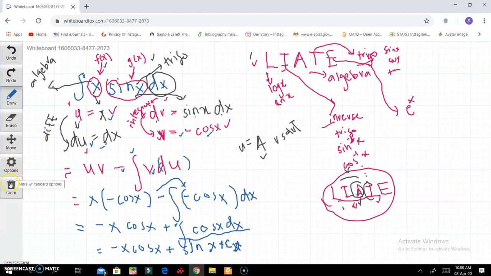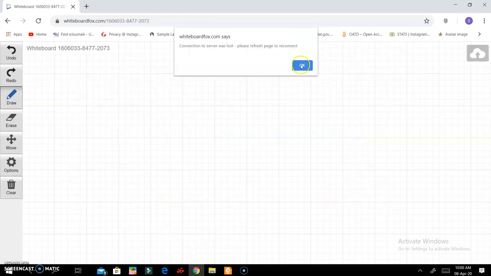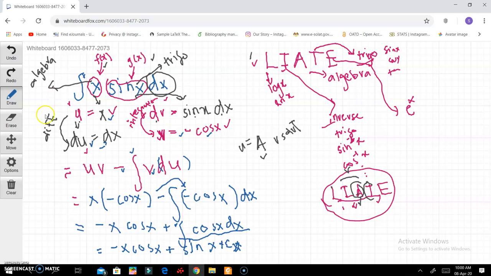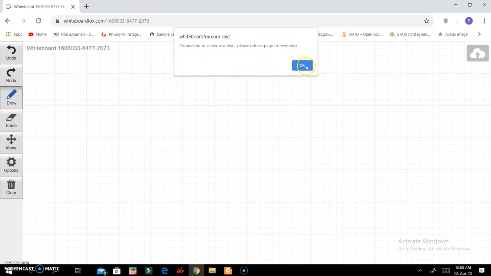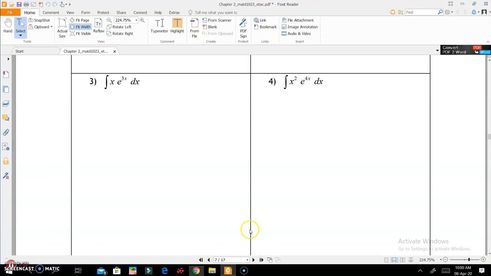Okay, so this is the thing that we have discussed just now, so let me clear it. Okay, let us write again what the formula is. I have a problem here. So let's say if we try to integrate... sorry, let's go back to our PDF.